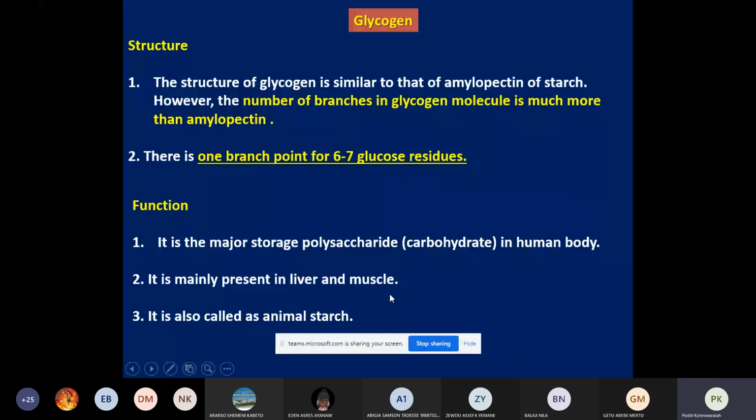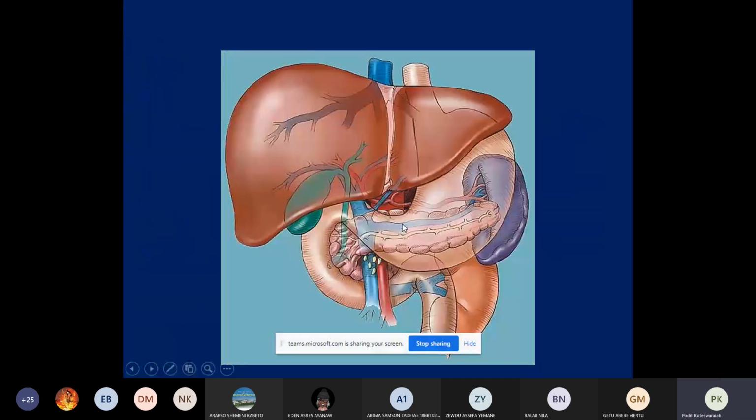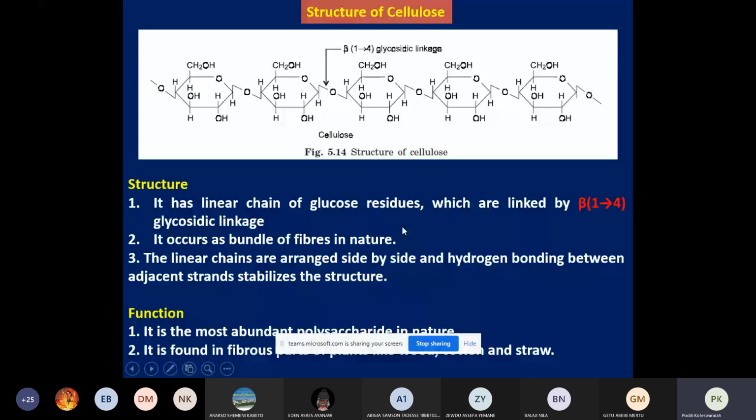So that means the excess glucose is stored in the form of glycogen. If the excess glucose were stored in its monomeric form, that is, as glucose, the cell osmolarity would rise drastically. As a result, cell death would take place. That's why the body stores excess glucose in the form of glycogen, mainly in the liver and the muscle. So this is about glycogen.